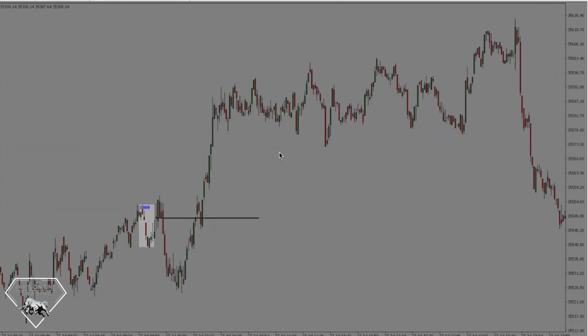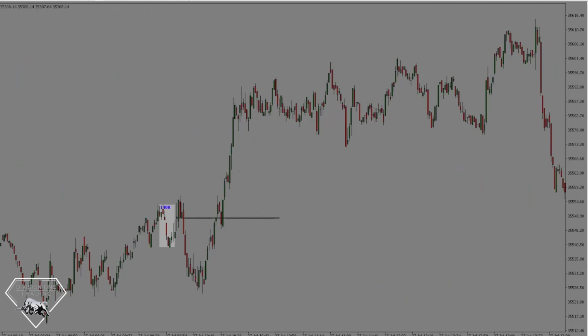Let's look at a couple more. So there's 3. Again, remember, there's Asia, and then there's New York, and then there's post New York. So those are the three main kill zones for the silver bullet.